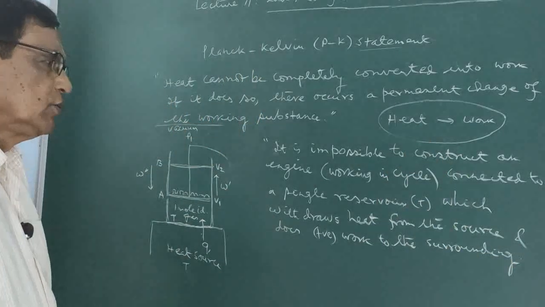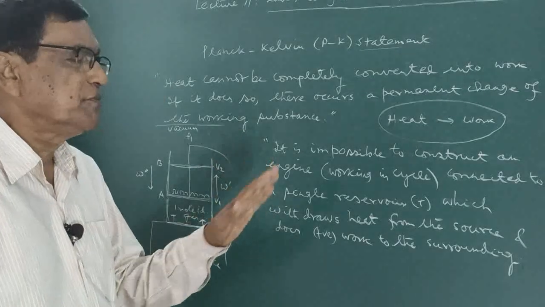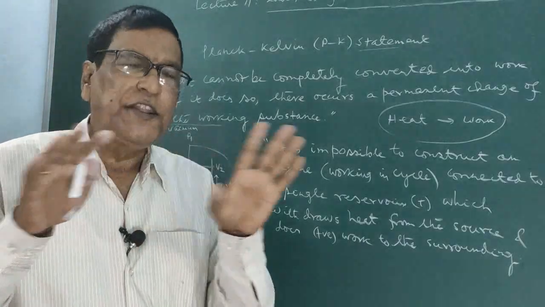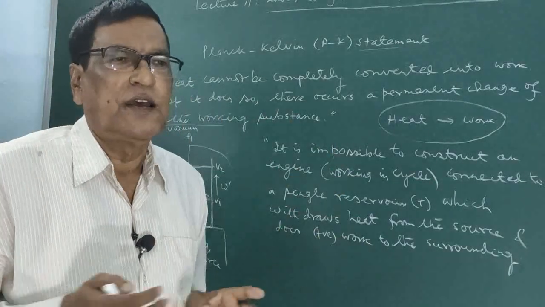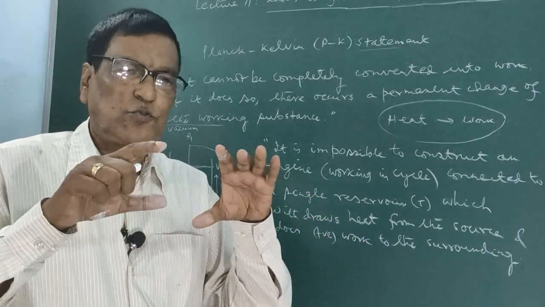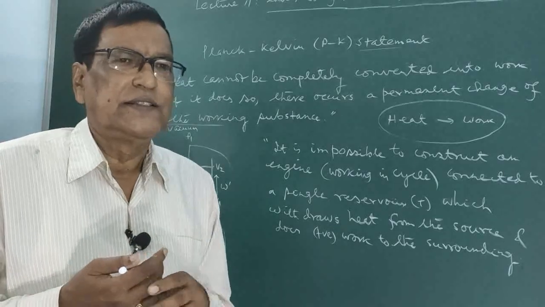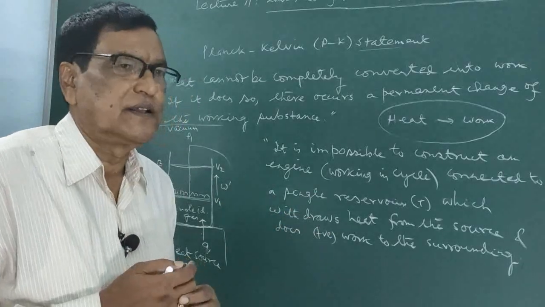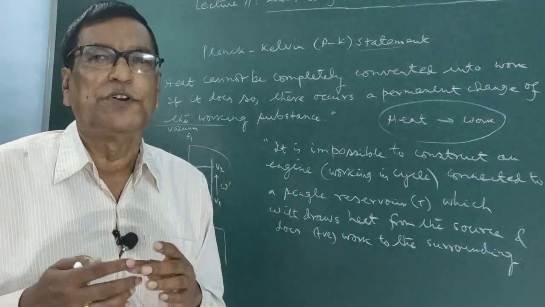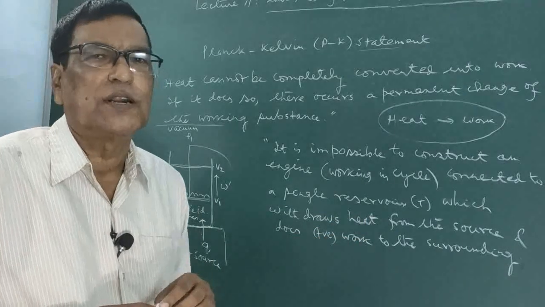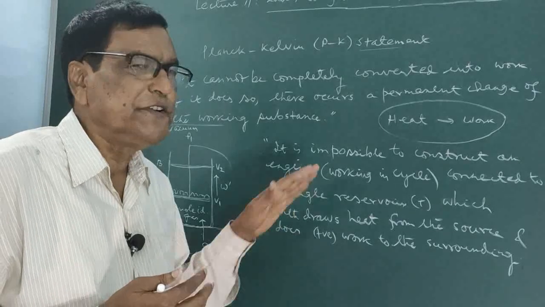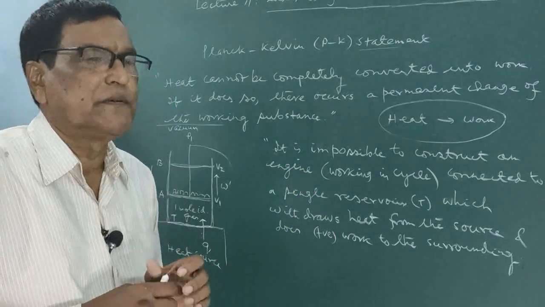Positive work to the surroundings means it is not possible to construct an engine or any contrivance or any system working in cyclic fashion that can withdraw heat from a single reservoir and produce positive work to the surroundings. It means we cannot get any sort of positive work from this type of engine or system if it is connected to a single reservoir.